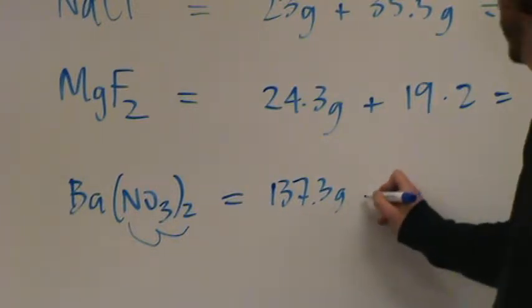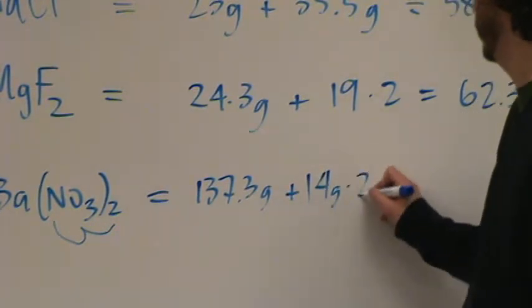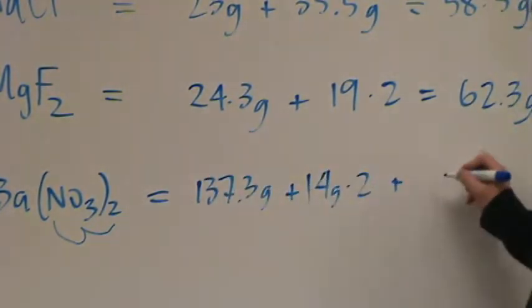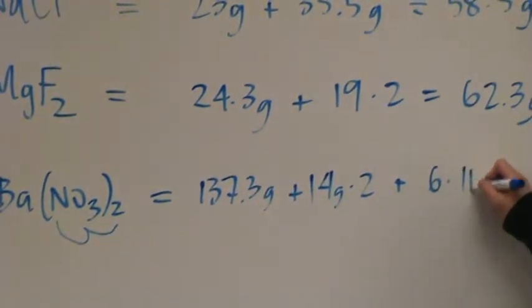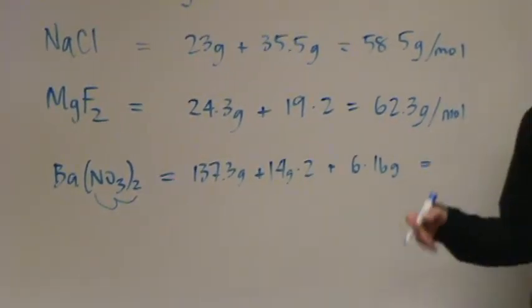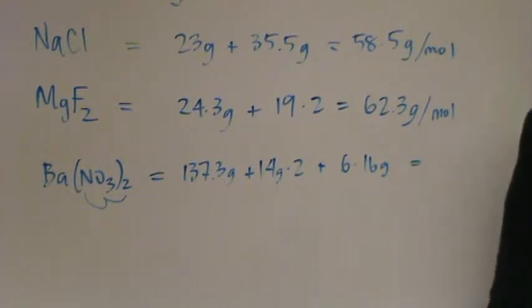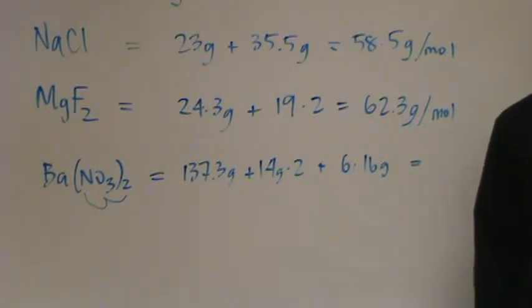So we say nitrogen is 14 grams times 2, plus 6 times 16 grams for oxygen, which is 96. And then you add them all up to get the molar mass. 96 plus 28, plus 137.3.